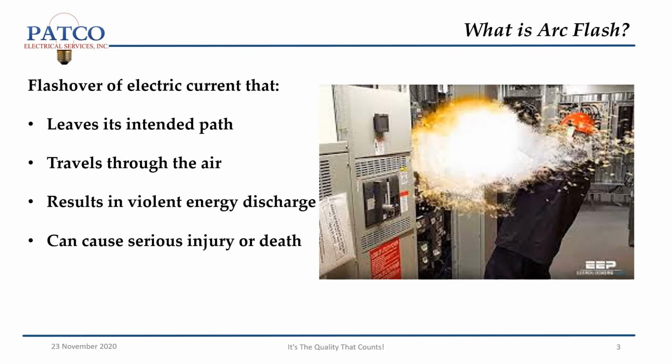What is arc flash? Arc flash is a flashover of electric current that leaves its intended path, travels through the air, results in violent energy discharge, and can cause serious injury and/or death.